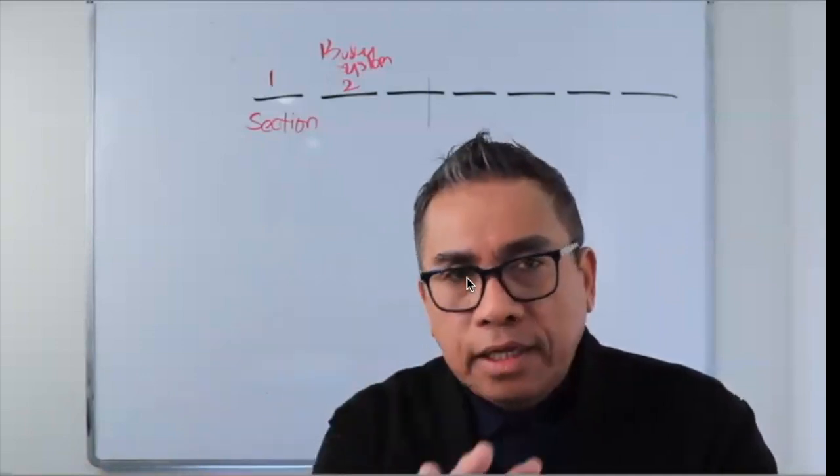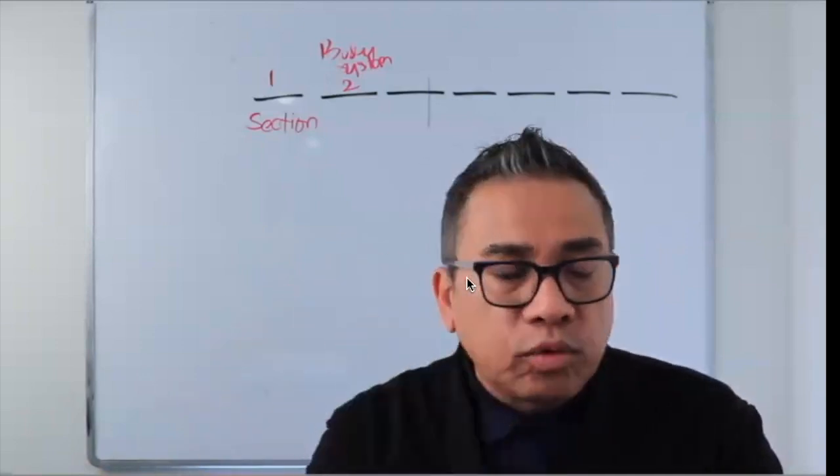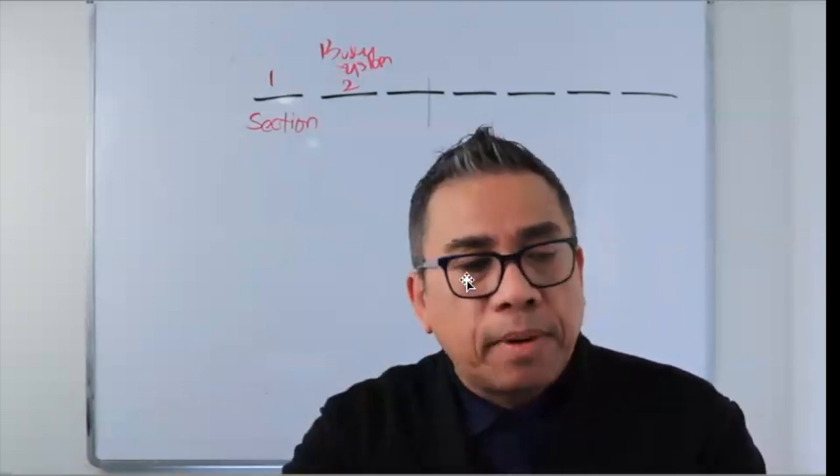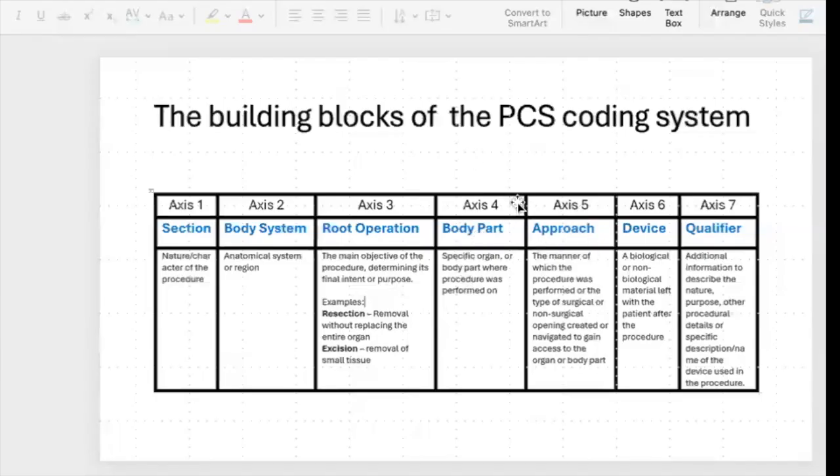But in our discussion of the guidelines, we'll talk more about how to qualify a body part. What about the number 5 axis here? So far we have already talked about axis number 1, which is section. Axis 2 is body system. The third character is root operation. The fourth character is body part. And the fifth character is approach.